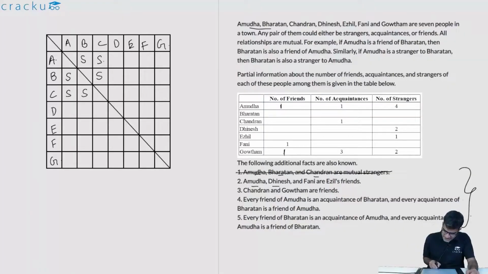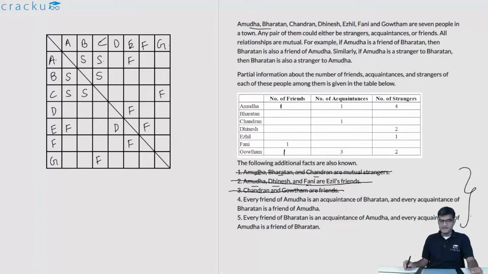Next is that A, D and F are friends of E. So if you are looking at the row of E, A will be a friend, D will be a friend and F will be a friend. Similarly, if you are looking at the column of E, A will be a friend, D will be a friend and F will be a friend. This also is completely used up. C and G are friends. If you are looking at the row of C, G is a friend. Similarly, if you are looking at the column of C, G will be a friend. This also is used up.